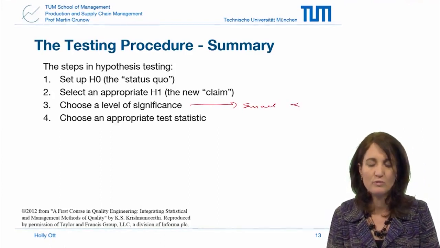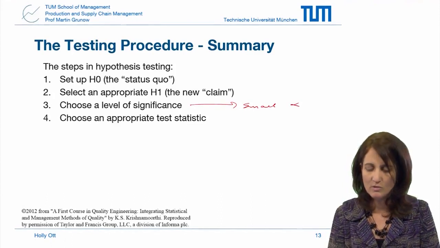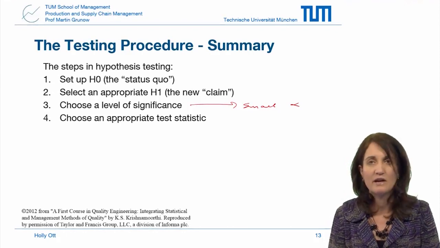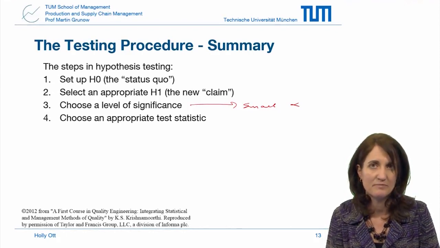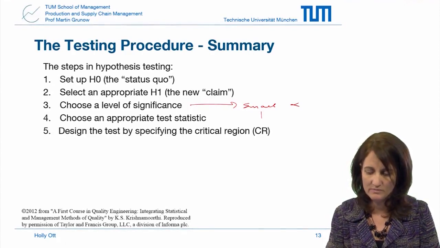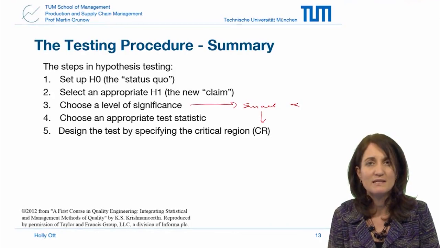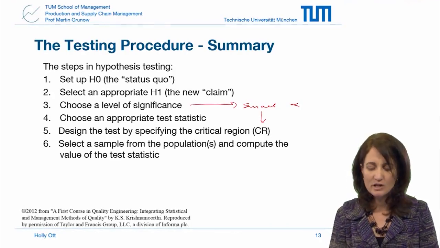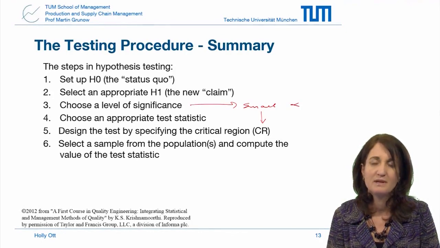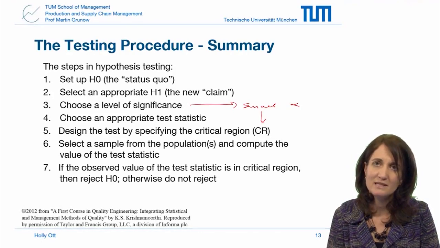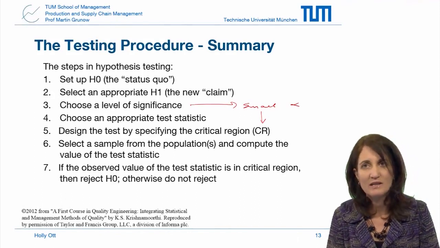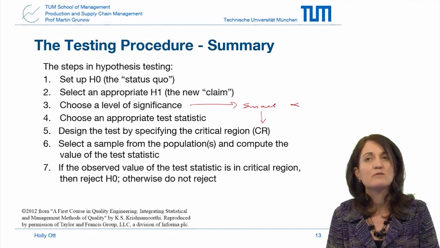And we choose an appropriate test statistic. The one we're looking at in this case, we're looking at mean values, and we look then at our X bar as our test statistic. We design the test by specifying the critical region, and we select a sample from the population and compute the value of our test statistic. If the observed value of the test statistic is in the critical region, then we reject the null hypothesis. Otherwise, we do not reject.